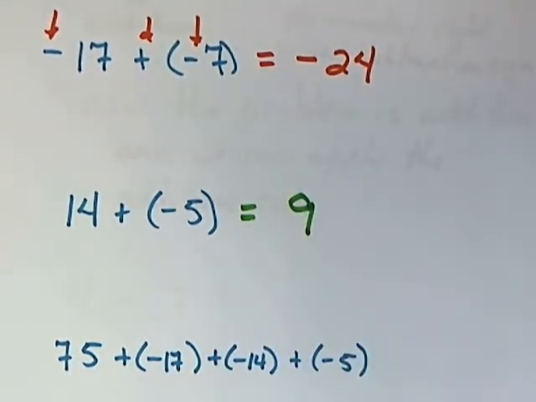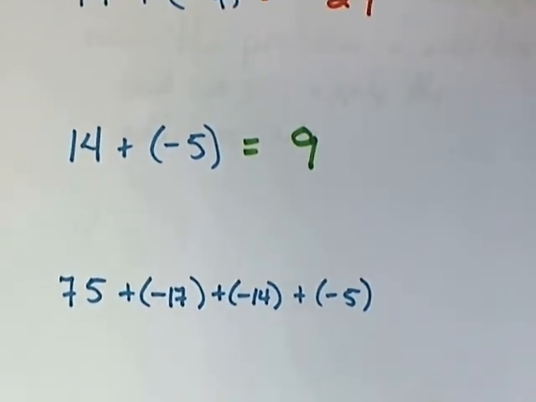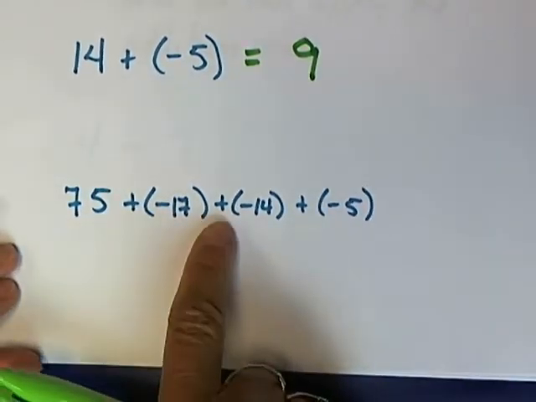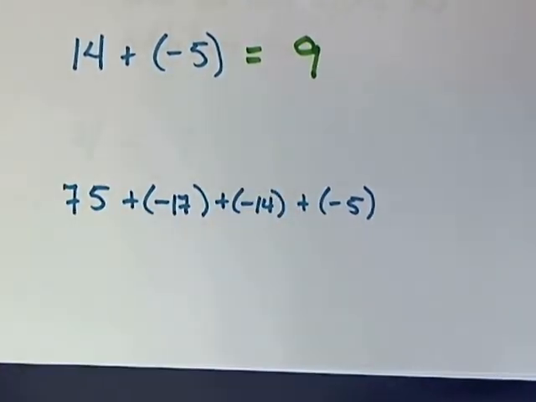Now this last example is a little bit trickier. It has more than one addition portion to it. But it's all addition, and according to our properties of addition, our laws of addition, we can add whichever numbers together first that we want to, whichever order we want to do it in.